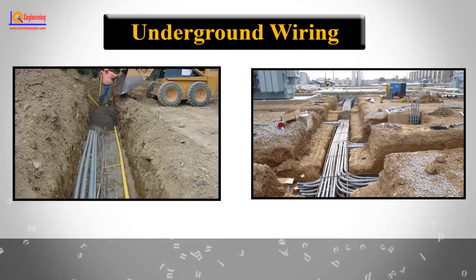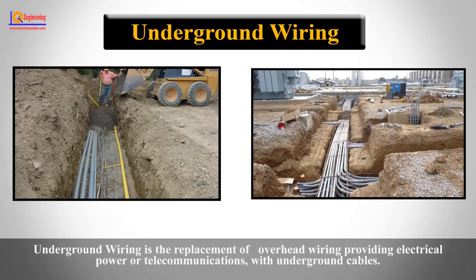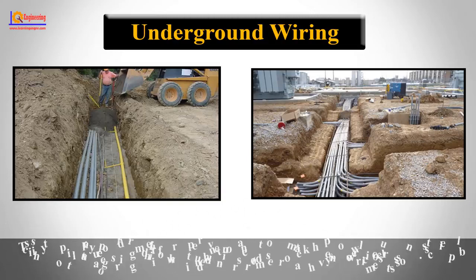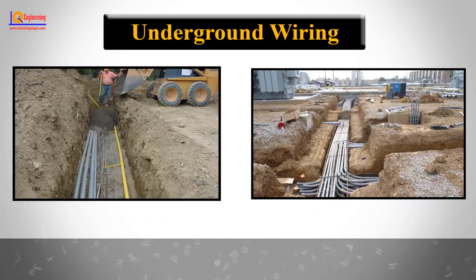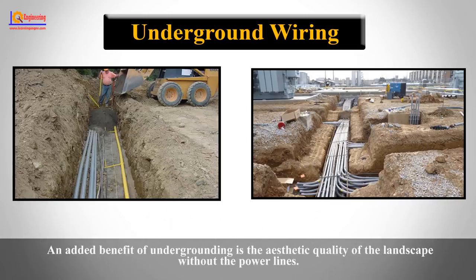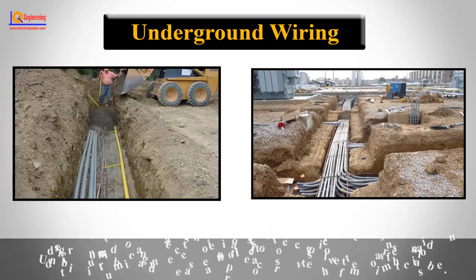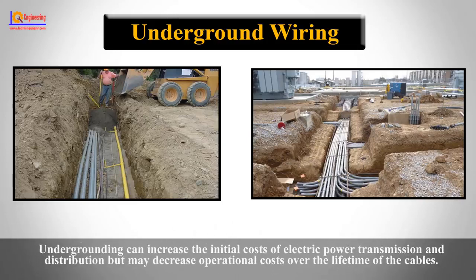Underground wiring. Underground wiring is the replacement of overhead wiring providing electrical power or telecommunications, with underground cables. This is typically performed for fire prevention and to make the power lines less susceptible to outages during high wind thunderstorms or heavy snow or ice storms. An added benefit of undergrounding is the aesthetic quality of the landscape without the power lines. Undergrounding can increase the initial costs of electric power transmission and distribution but may decrease operational costs over the lifetime of the cables.